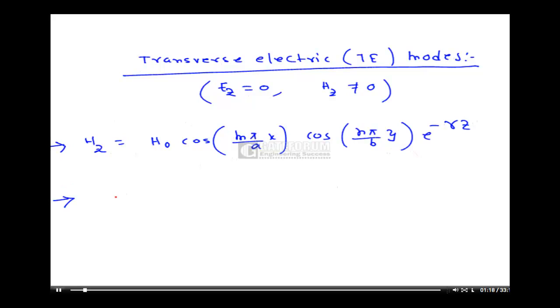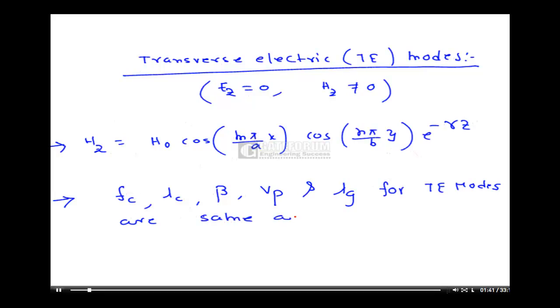The next point is Fc, cutoff frequency, lambda c, cutoff wavelength, beta, phase constant, Vp, phase velocity, and lambda g, guide wavelength for TE modes are the same as TM modes. So the formulas we use for TM modes are also valid here for TE modes for Fc, beta, phase velocity and lambda g.